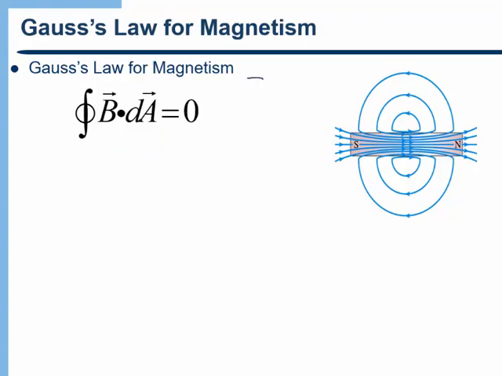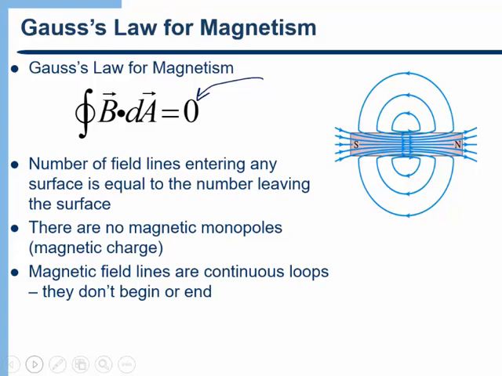Now, why is the right-hand side of Gauss's law 0? Remember, one of the important things that we said at the beginning of this chapter is that there are no magnetic monopoles. In other words, we never have just a north or just a south pole. So there is no such thing as individual magnetic charge. And so how does that show up in this case? You'll notice that there is no surface that you can draw where the number of field lines entering is different than the number of field lines exiting.